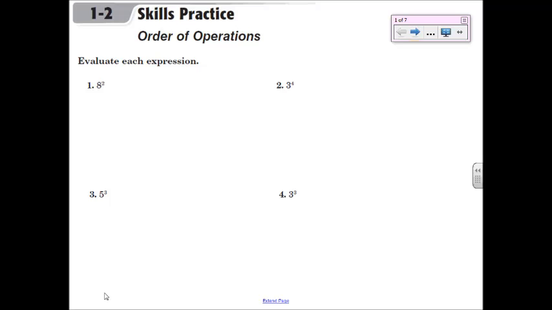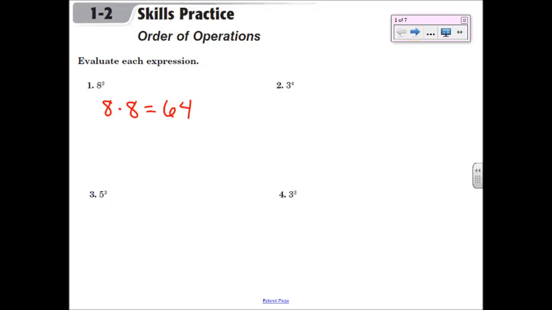So the first part asks us to evaluate each expression, and remember that evaluate means to find the answer. So when it says 8 squared, it's asking you, what does that equal? So 8 squared means 8 times 8. The squared means how many times 8 is multiplied by itself. So there's 2, and that equals 64.